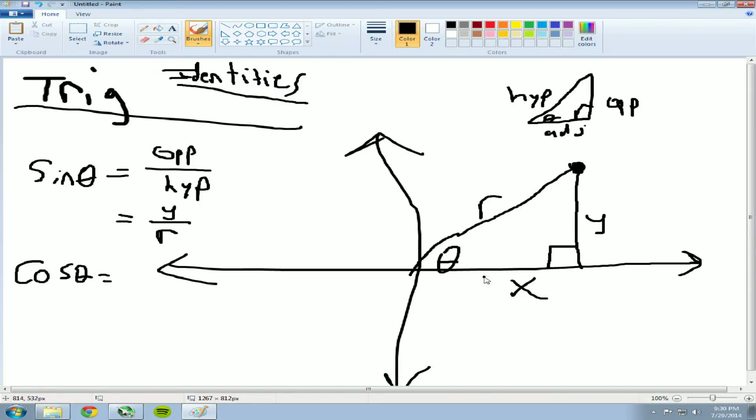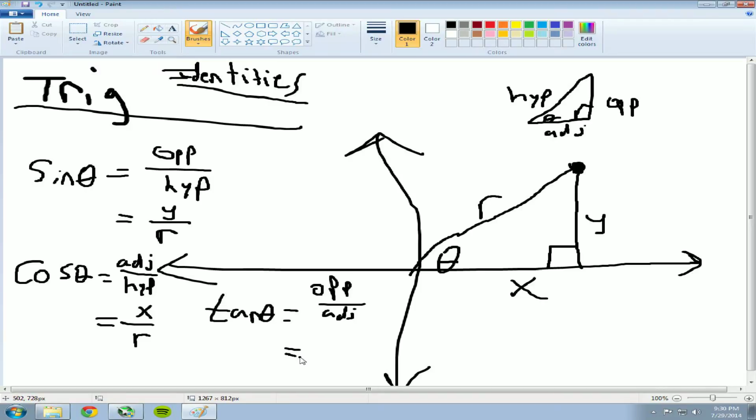And we're going to look at cosine. It's equal to adjacent over hypotenuse, which is equal to x over r, adjacent over hypotenuse. And the tangent of theta is equal to the opposite over adjacent, which is equal to y over x. Opposite, adjacent.